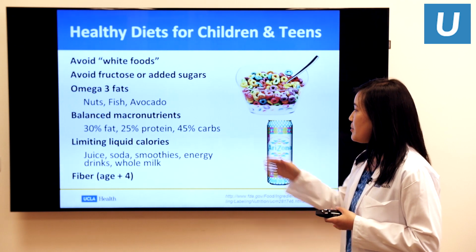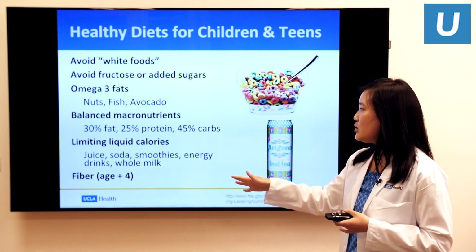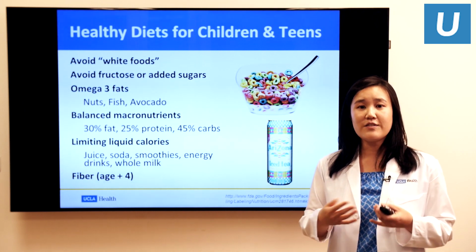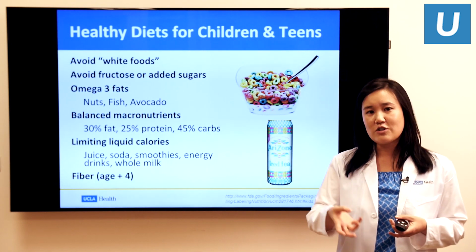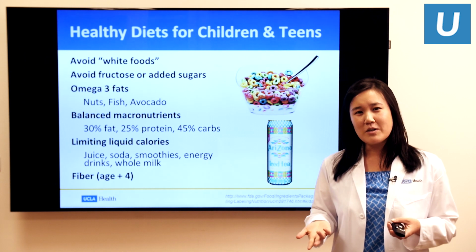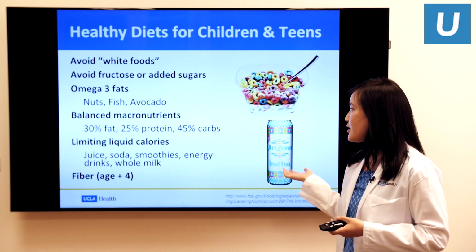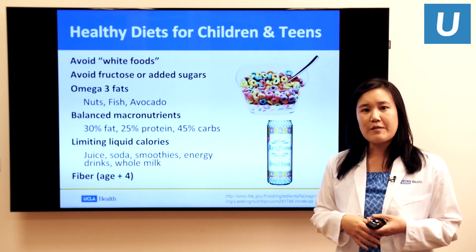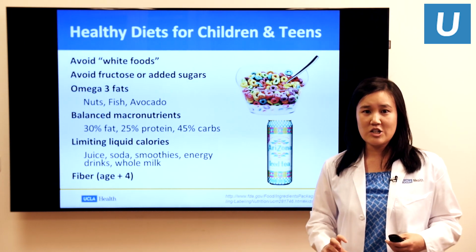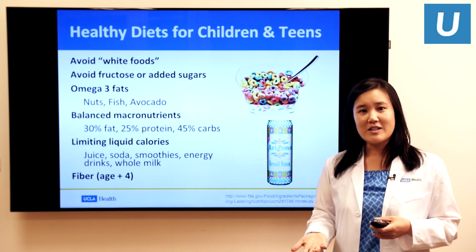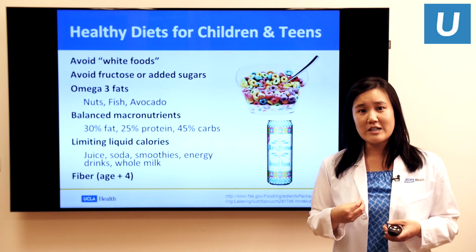I also recommend limiting liquid calories. Juice, soda, smoothies, energy drinks, and whole milk often have a lot of calories that children can drink very fast, and it can make up a large portion of their caloric intake for their day. Moreover, a lot of these drinks don't have fiber to slow down digestion. So for example, drinking a glass of orange juice is not the same as eating an actual orange.